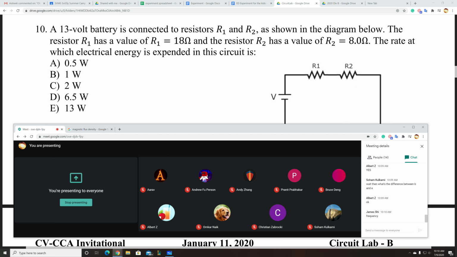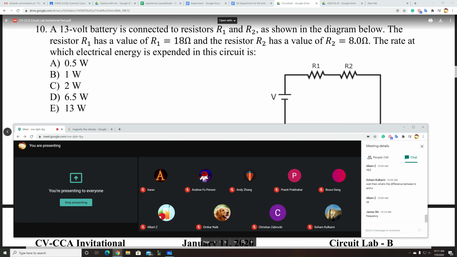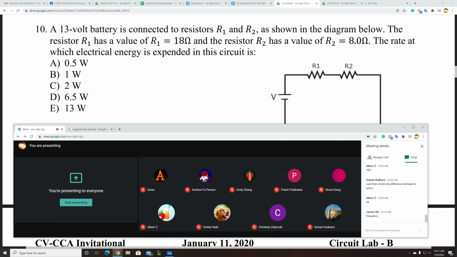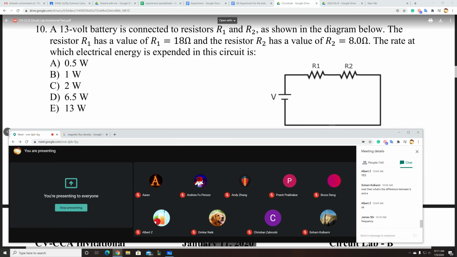So number 10: a 13-volt battery is connected to resistors R1 and R2 in the diagram below. The resistor R1 has a value of 18 ohms, and the resistor R2 has a value of 8 ohms. The rate at which electrical energy is expended in the circuit is... Okay, you guys should get this very fast.